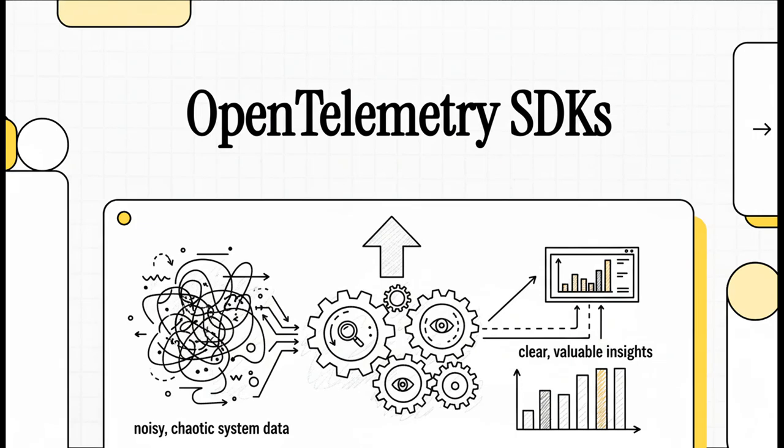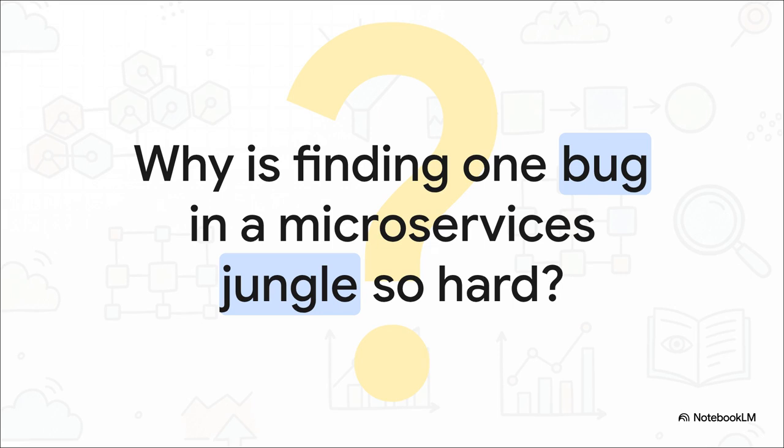All right, let's dive in. We're going to talk about the absolute engine room of modern observability, and that's the OpenTelemetry SDKs. These are the magic tools that take all that noisy, chaotic system data and actually turn it into something clear, something valuable.